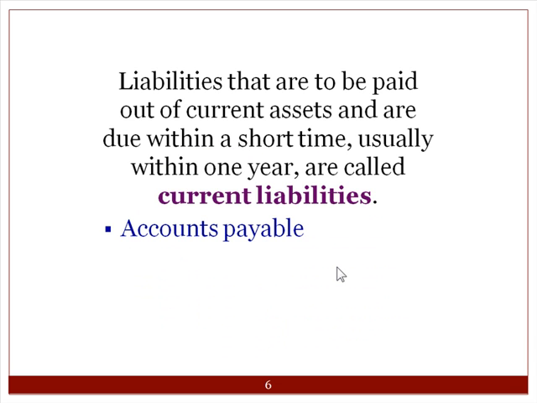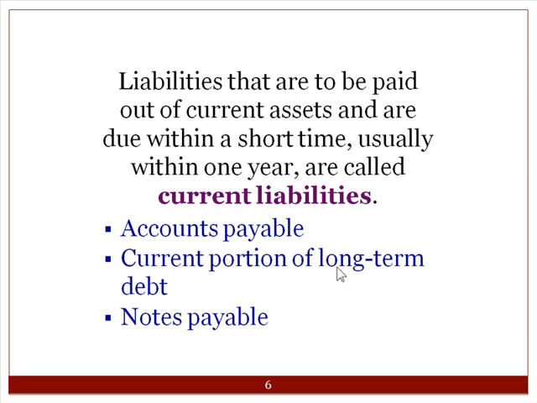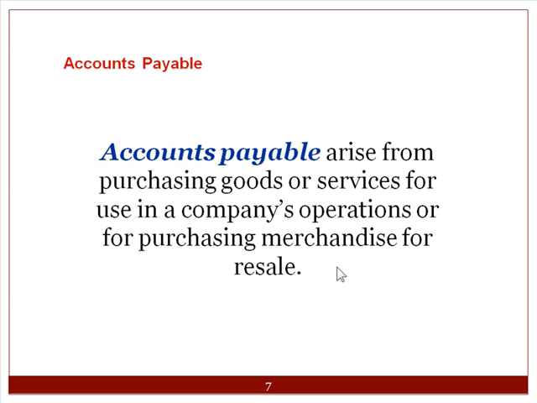Liabilities that are to be paid out of current assets and are due within a short, usually 1 year time period, are called current liabilities. So when you think of current liabilities, you think of less than a year. So the things we think of are accounts payable, current portion of long-term debt, and notes payable. So if you think of a long-term debt like a mortgage or a loan that a business would have, the piece that's due within the most current 12 months or year is the current portion of that long-term debt, and it's classified as a current liability on the books of the company.